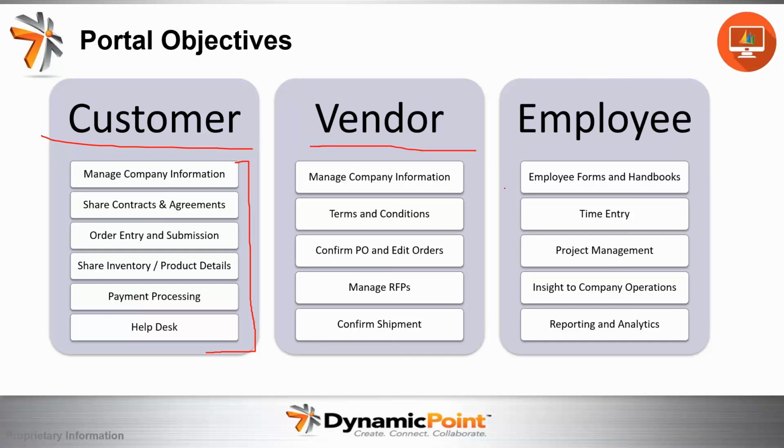On the vendor side, it's a similar type of thing, but obviously the flip side of that, because we're more interested in vendor management, but it's company information, terms and conditions, purchase orders, W-9 contract information, RFPs, shipments, inventory, all the things that you are collaborating with your vendors on. And then last but not least, in an employee portal, such things obviously more internal HR focused, such as employee forms and handbooks, time entry, project management component, insight to company operations, etc.